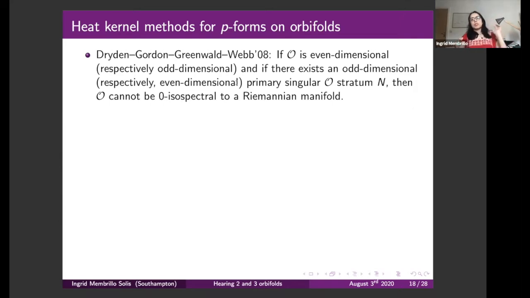So this theorem says basically that if I have, say, a manifold of dimension 3, then I can hear singularities in dimension 2 or dimension 0. And also, we are interested in orbifolds of dimension 2 or dimension 3. So if I have an orbifold of dimension 2 and I have a one-dimensional stratum, then I can hear this singularity. So that's why it is called the parity theorem.